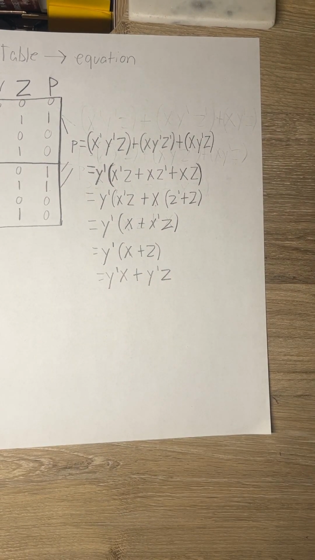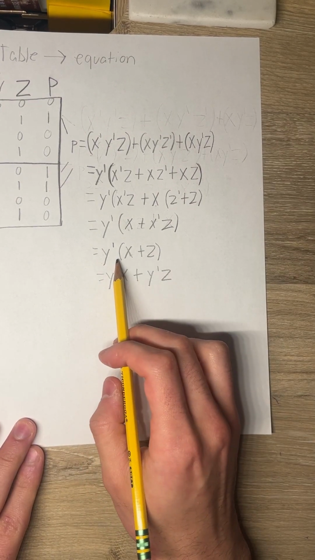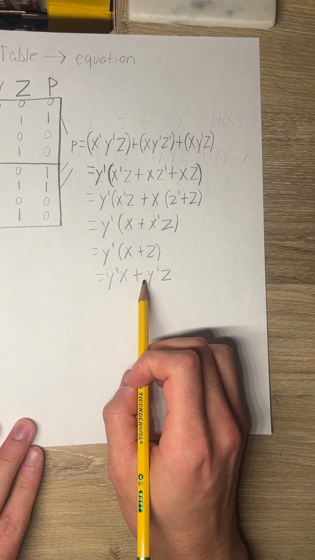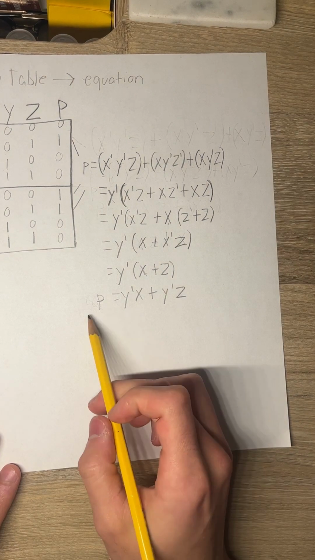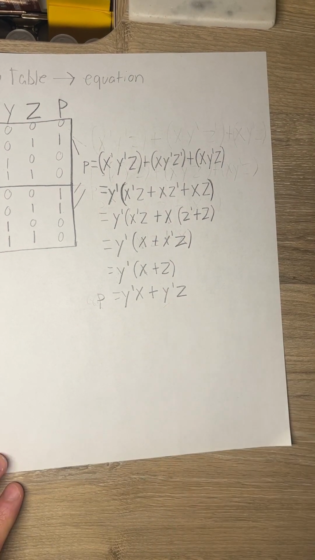Finally, to get it into standard form, we distribute the y prime to make the equation y prime x or y prime z. And in standard form, we get p equals y prime x or y prime z.